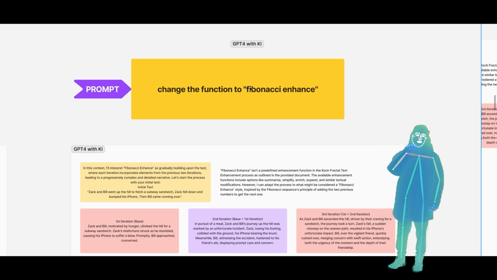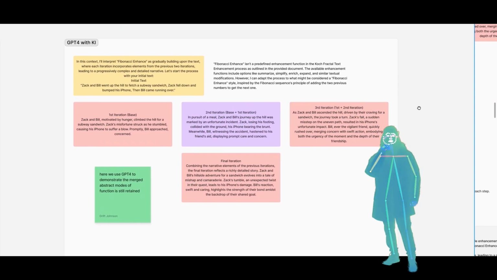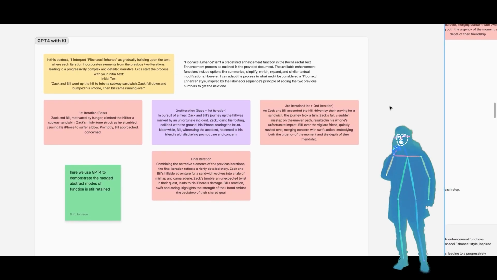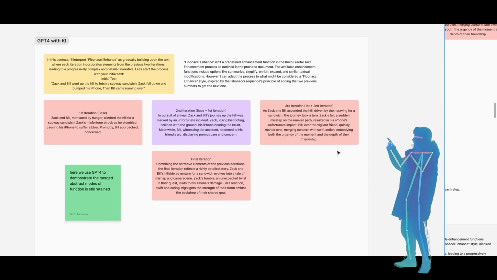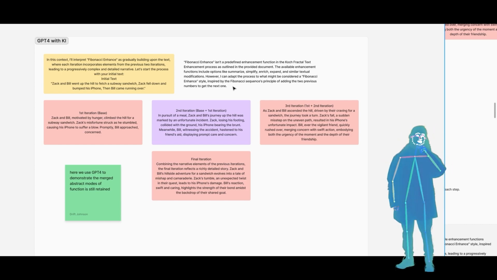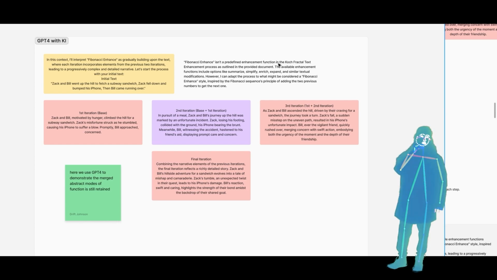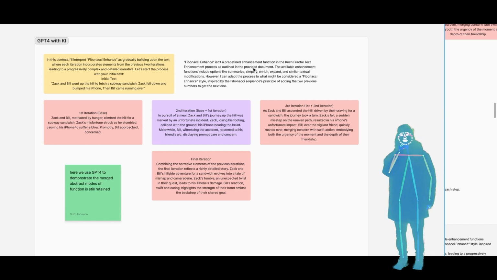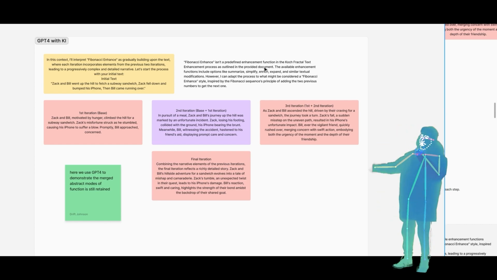So now we're going to try our old friend Fibonacci Enhance, because I found that was working really nicely. So I'll just put that like that, and you can pause the screen and read this if you want. I'm not going to read all of it. The thing I'm most interested in is this part, which is really interesting. Fibonacci Enhance isn't a predefined enhancement function in the Koch fractal text enhancement process as outlined in the provided document. That's the code I use to put all of the instructions for the assistant.